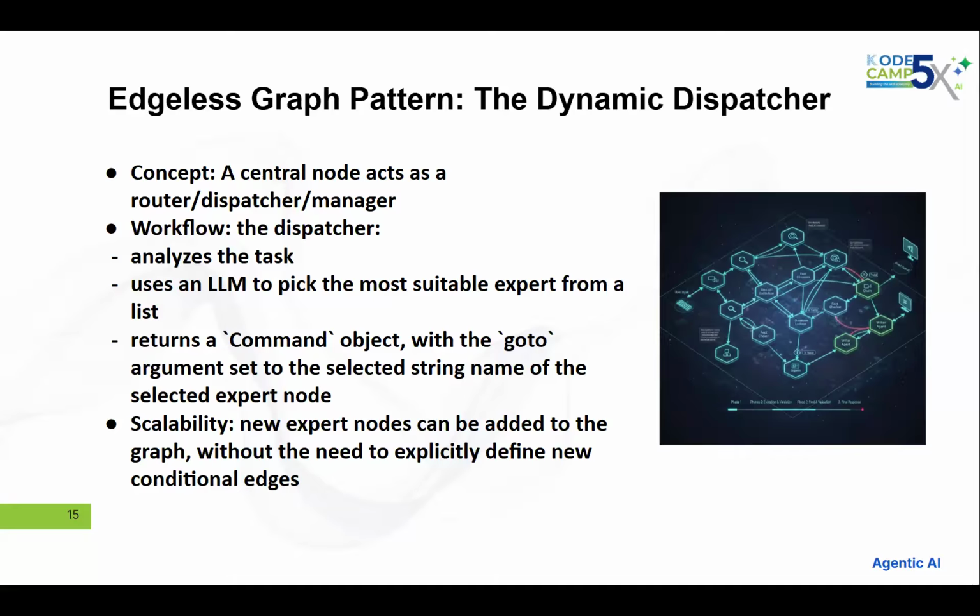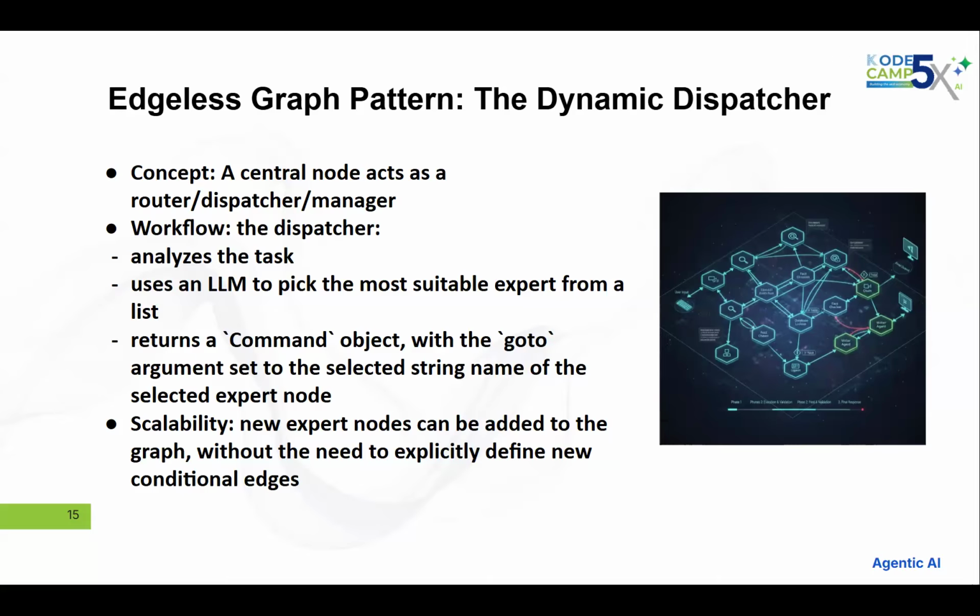The dispatcher analyzes the user query, figures out the intent, and based on that, it decides from among that list of experts which is the most suitable to handle the user intent. And then it returns a command object whose go-to argument is set to the string name for that selected expert node. And so the request is routed to that expert node that has been selected, which handles the request and the graph execution from there.